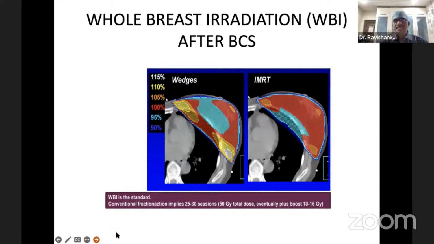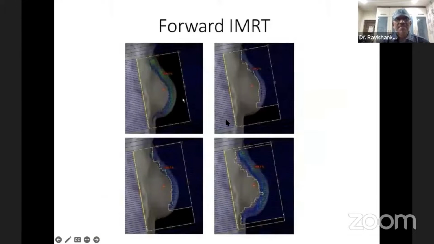So this is how it looks in an IMRT technique: the entire breast gets a uniform, homogeneous distribution. With wedges, if you're using the conventional technique, there may be an area of cold and a hot spot. Forward IMRT is nothing but a field-in-field technique, which is very much advocated by many people. This is how you can control your dose to the lungs and the heart. That is the inverse planning. It's called a.